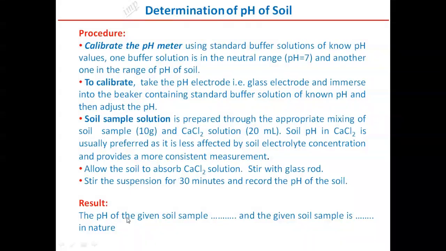That is, the pH of the given soil sample is, based on the pH we can say the soil is acidic, or the soil is neutral, or soil is alkaline. So we can write the nature of the soil as well in the result. That is, the pH of the given sample is, let's say for example 7, and the given soil sample is neutral in nature. So this is what the result is.